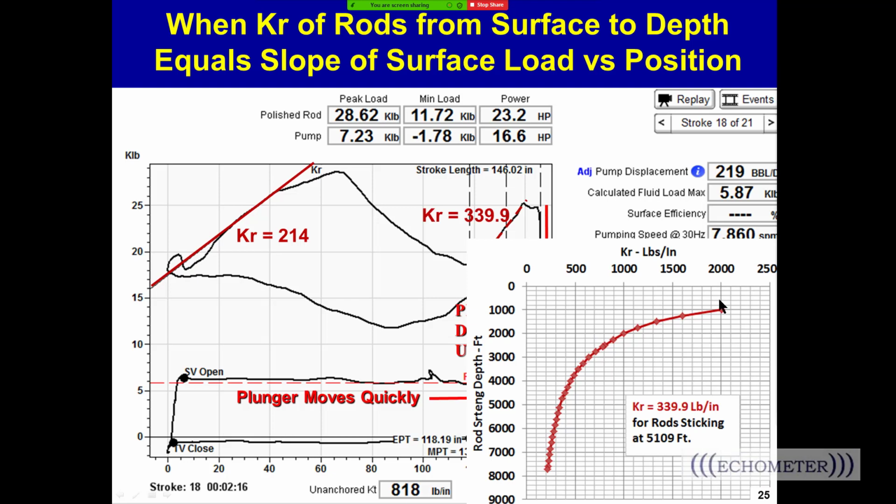spring constant for different lengths from the surface down in the well. And so the spring constant for when the rods in a well are 1,000 feet, well, it's 339. If you look right here, 339 means that the rods were sticking. If the entire force was applied at that point, then that would be the force applied to the rods, sticking the rods. And so that would be the sticking point, and that would be the stretch.